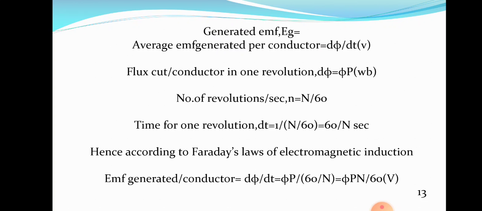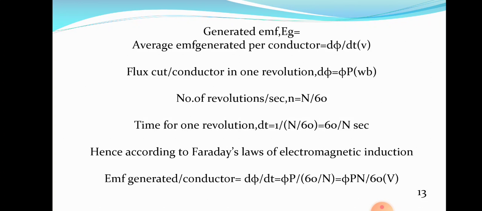Then how can we calculate the generated EMF? Generated EMF, Eg, is equal to the average EMF generated per conductor. Average EMF generated per conductor is equal to d phi by dt, according to Faraday's second law. What is Faraday's second law?